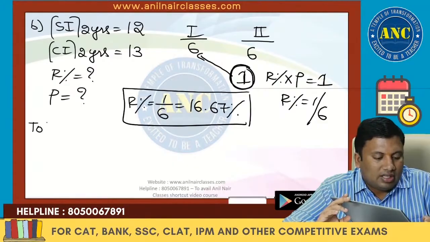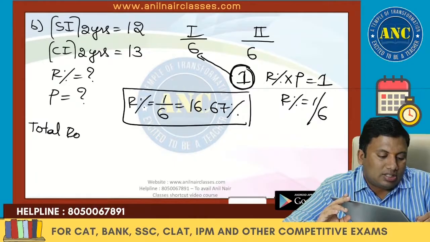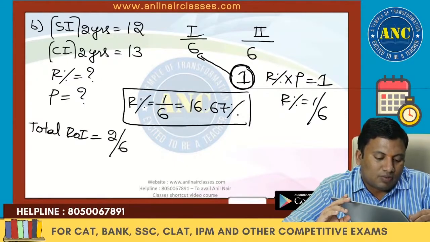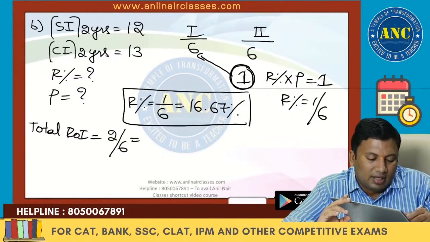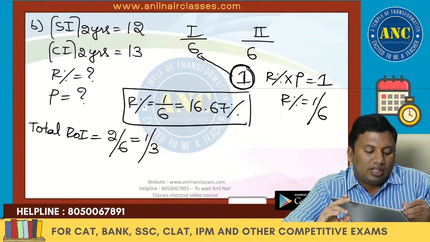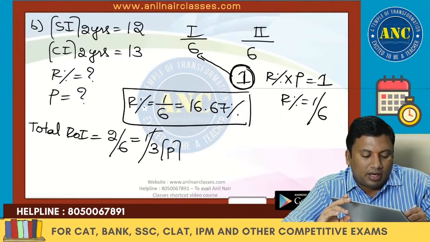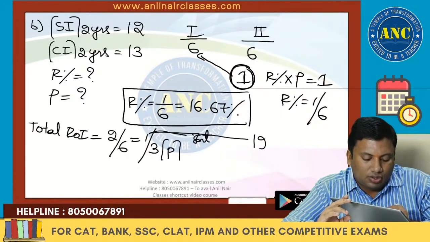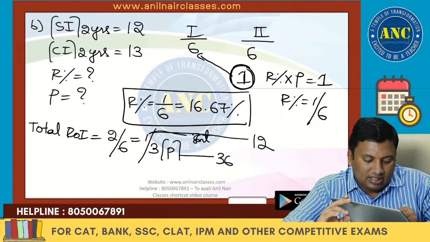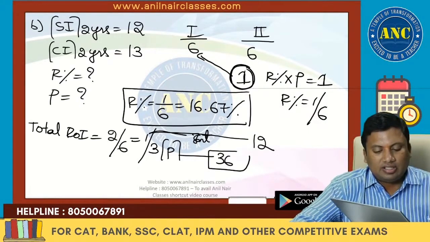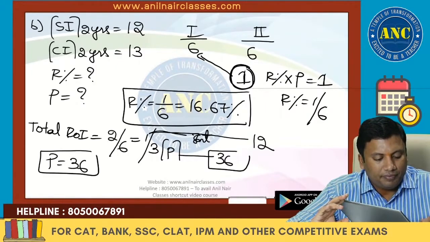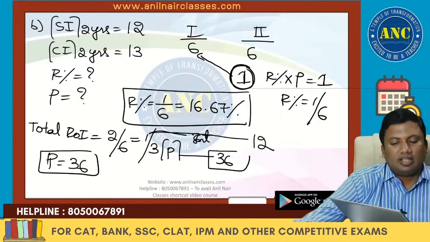So total rate of interest is nothing but for 1 year 1 by 6. 2 years 1 by 6 plus 1 by 6, 2 by 6, which is 1 by 3. This is the principal and it is interest. So according to the question, 1 is becoming 12. So 3 will become 36. So principal for this question is 36.